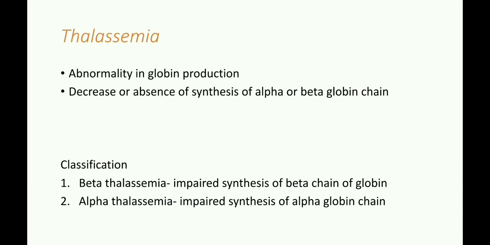So when there is a decrease, or when there is absence of synthesis in the alpha globin chain or beta globin chain, you get 2 types of thalassemia. So it can be beta thalassemia or it can be alpha thalassemia. So in case of beta thalassemia, there is an impaired synthesis of the beta chain of globin. At the same time, in alpha thalassemia, there is an impaired synthesis of the alpha globin chain.